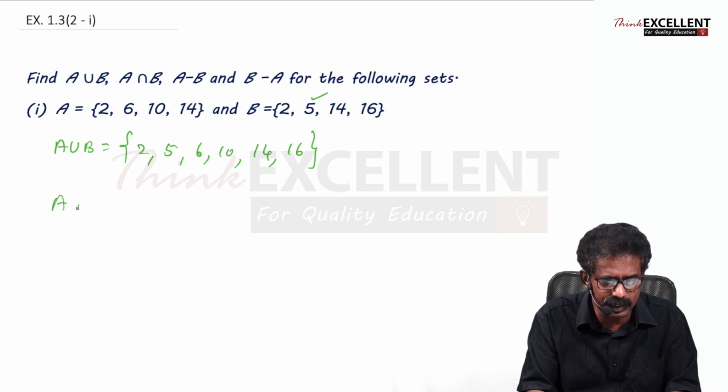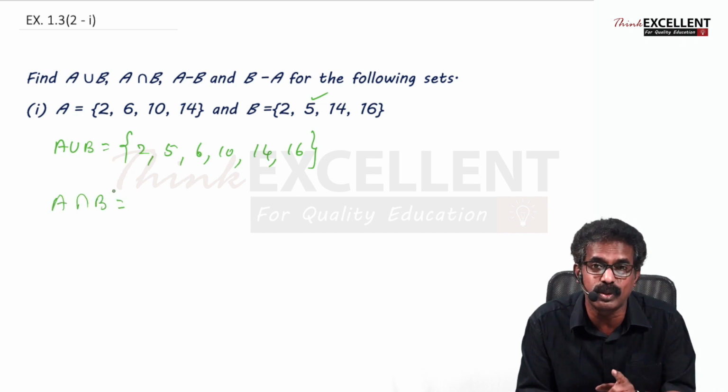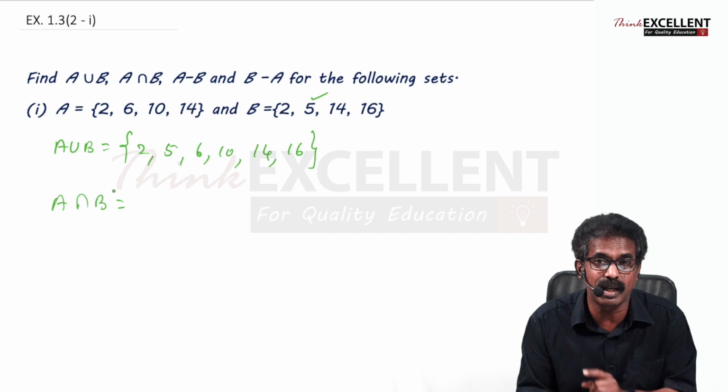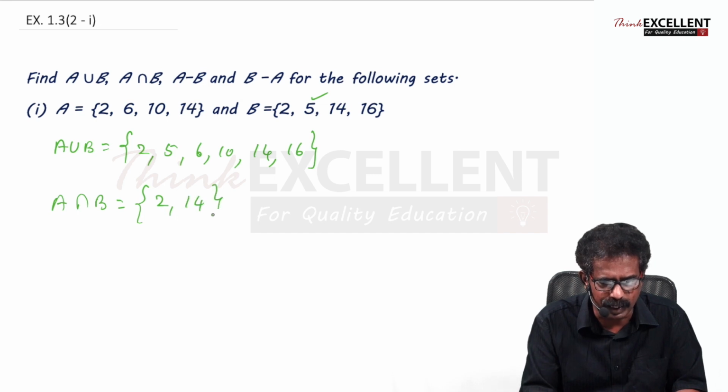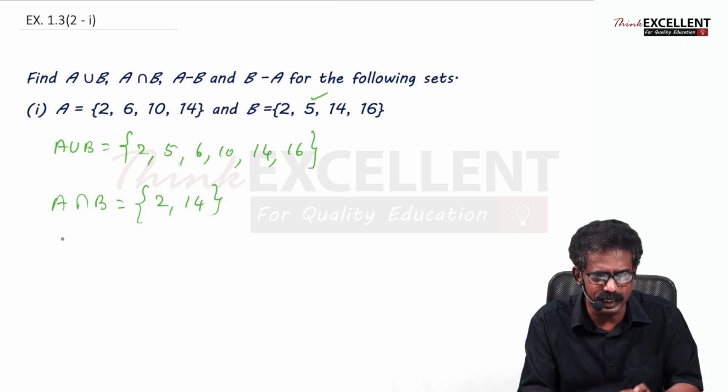A intersection B. Intersection means what you do? You take only the common elements. So find out what is common in both. Anything? Yes, 2 is common. Anything else? 14 is common, right? 2 and 14. Other elements are not common. Okay, so that is A intersection B.